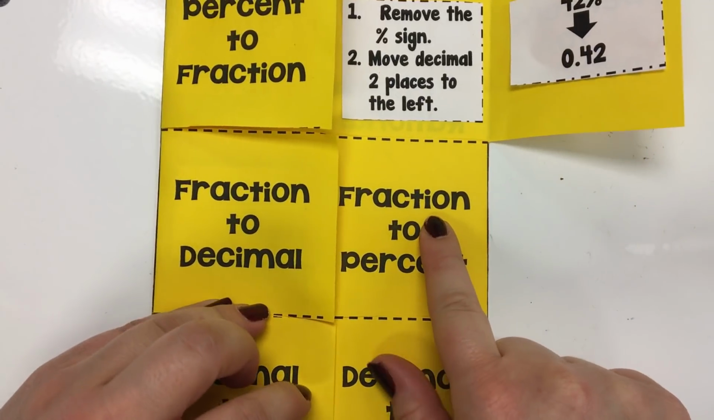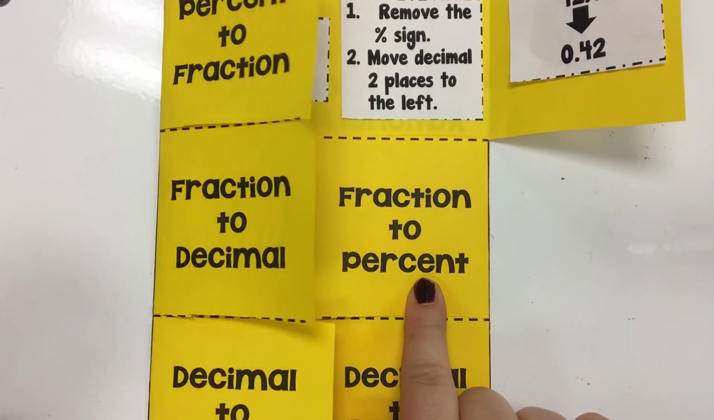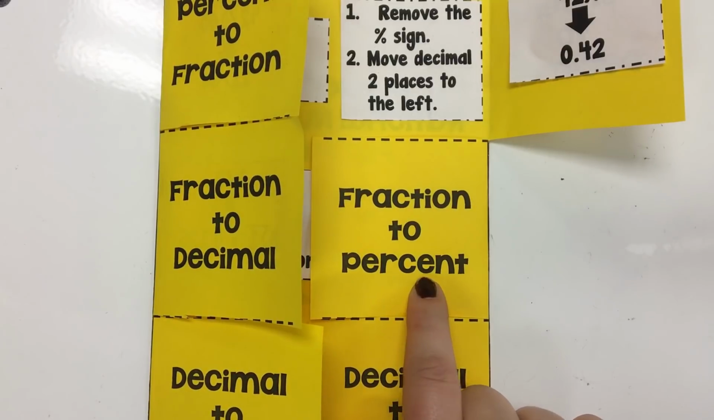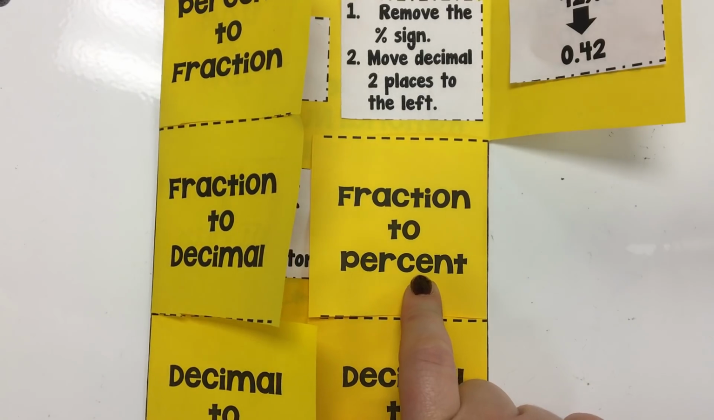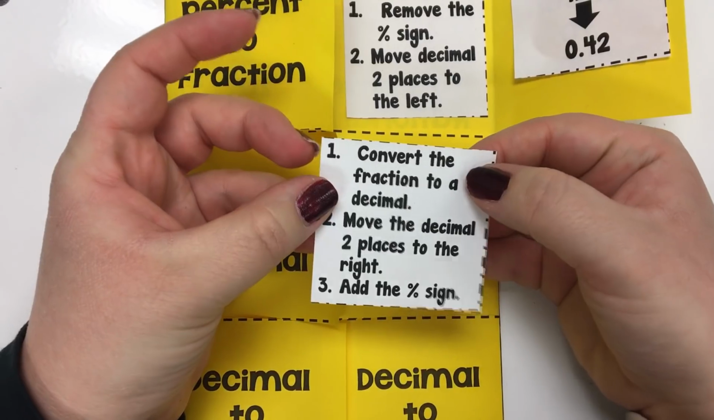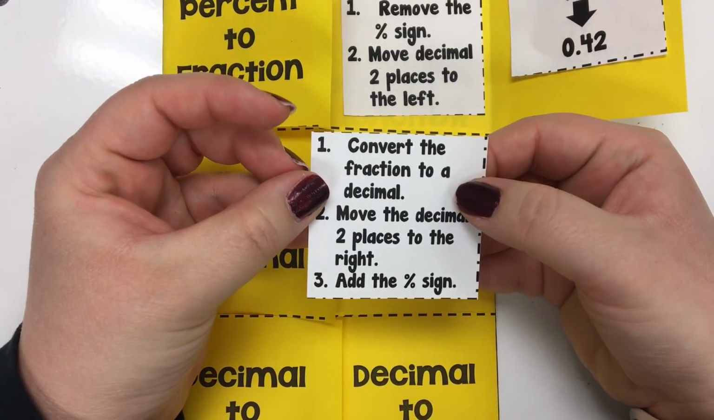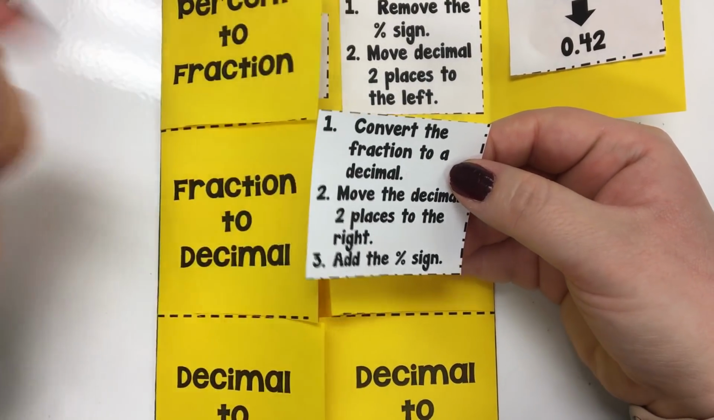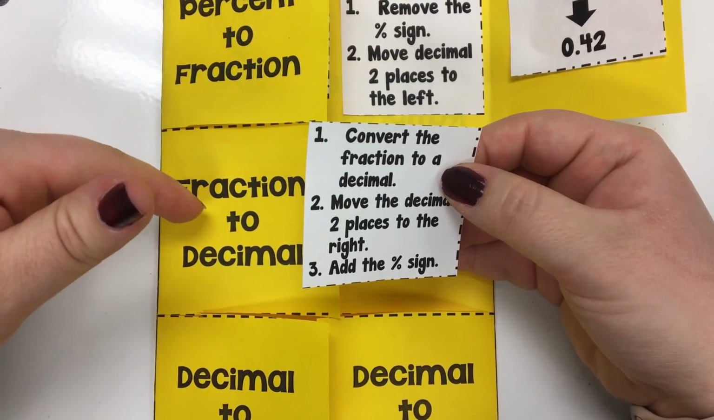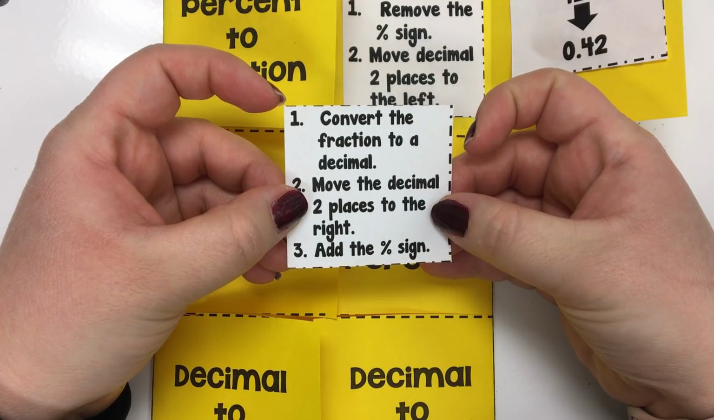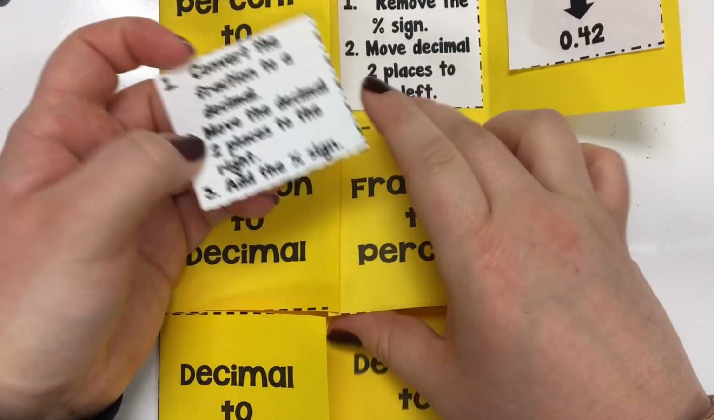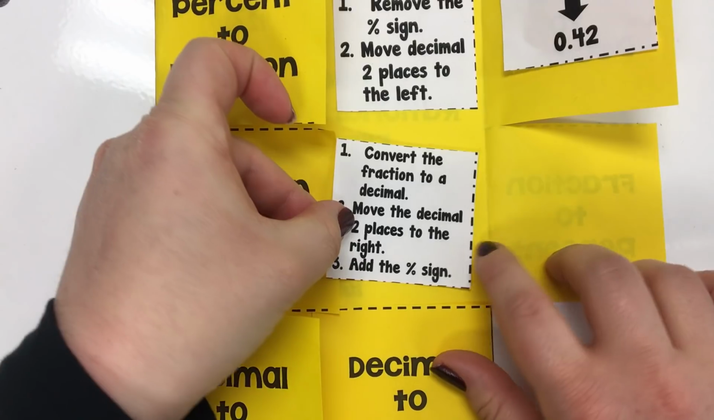So that's going to be this example right here. And now we want to be able to find how to go from a fraction to a percent. So that's actually going to be this one. We're going to convert the fraction into a decimal by dividing the numerator by the denominator. Then we're going to move that decimal place 2 spaces to the right, and then we're just going to add a percent sign. So flip that flap open, glue it down.